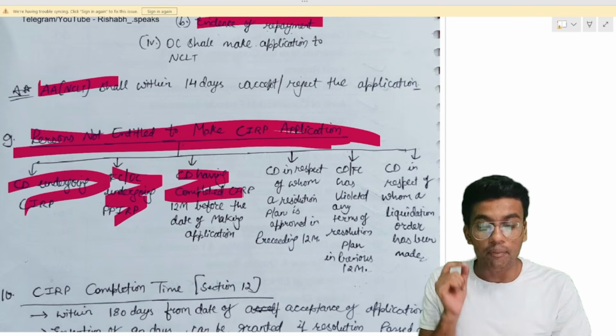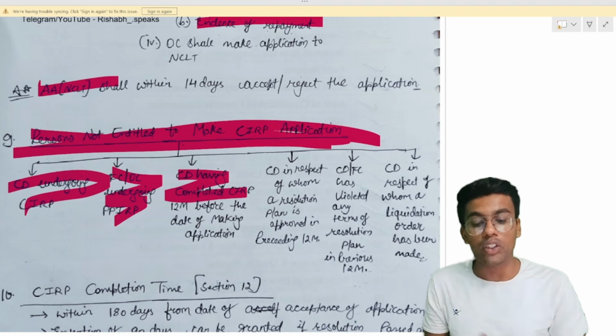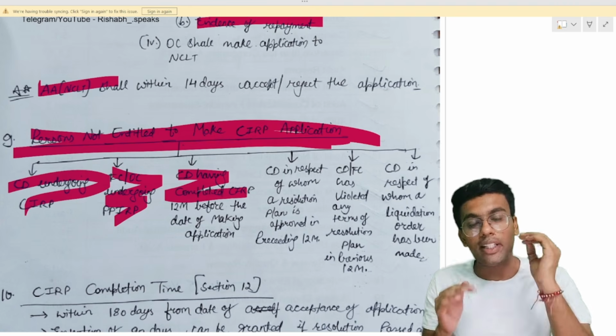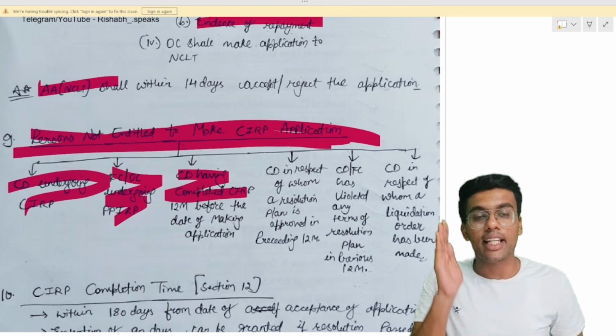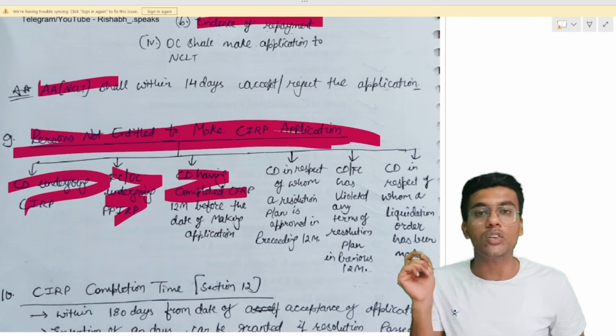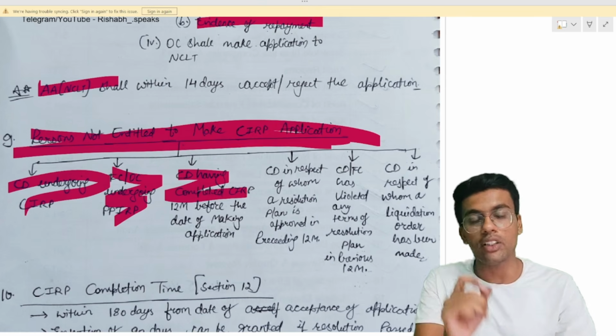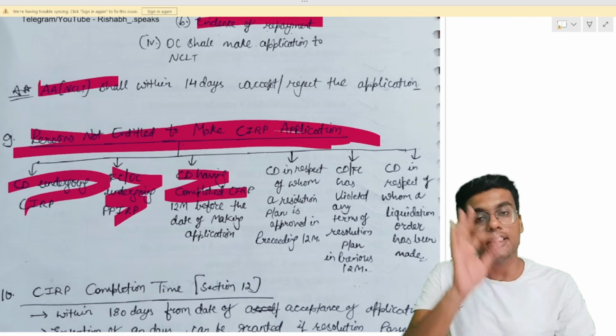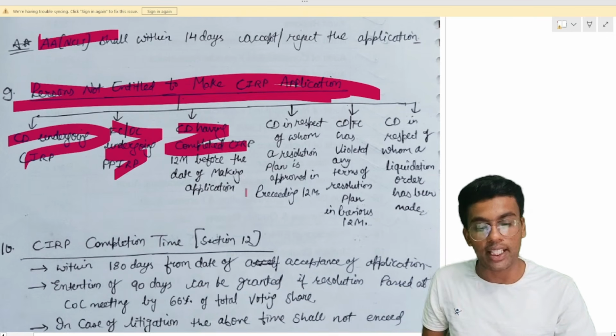Corporate debtor having completed CIRP within 12 months before the date of making the application. If the corporate debtor has completed the CIRP process within the previous 12 months as on the date of making the application, in such a case that corporate debtor cannot make an application for CIRP.